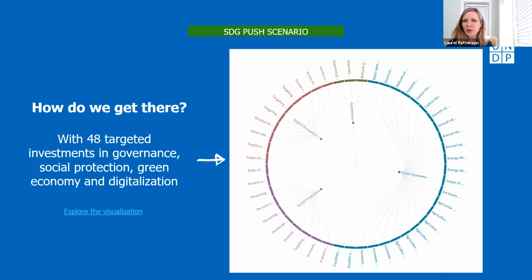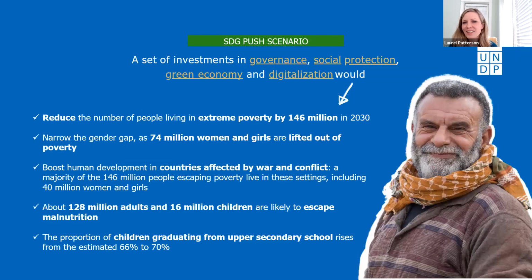So what are these 48 parameters? I would really encourage you here, it's awfully hard to see on the slide, but it is really important for you to understand the parameters, the assumptions, and the data that's underpinning them. We modeled 48 parameters, which are reflected here, that cover broadly areas related to investments in governance, in social protection, in green economy, and in digitalization. Next slide, please.